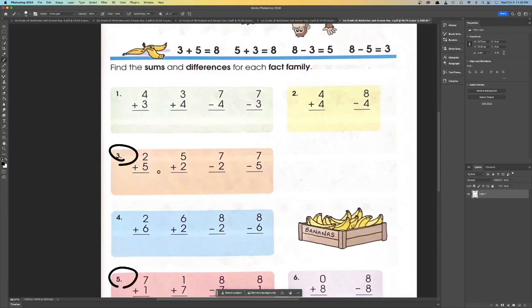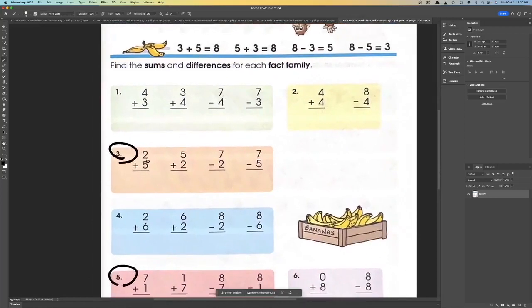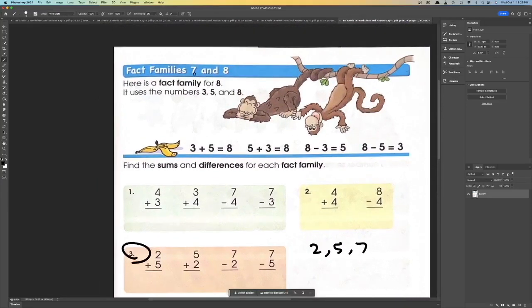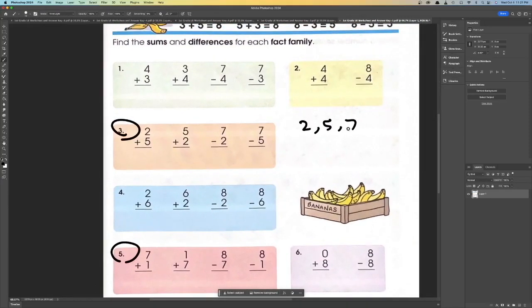Alright, so for 3, we have 2 plus 5. Or first, let's see the numbers that are involved. So 2, 5, 5 and 2, so that's just 2 and 5 again. And then we have a 7 here and a 7 here. So the numbers involved are 2, 5, and 7. So this is going to be a fact family for 7. Now, if we're just using these three numbers, then we already have a 2, we already have a 5, and we can probably guess this is going to be a 7.